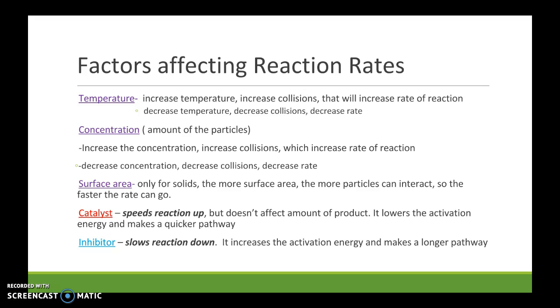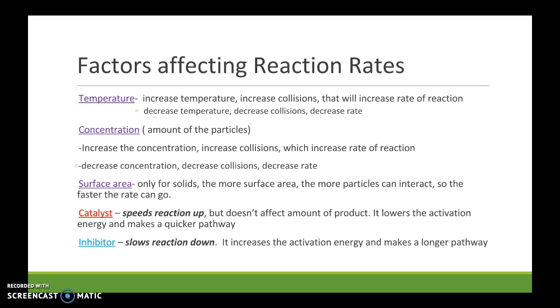The last thing today is you need to know the factors affecting reaction rates. The big one here is temperature. If you increase temperature, you're going to increase the amount of collisions you have. If you have more collisions, that will lead to a faster rate. The more collisions you have, the faster the reaction will occur. So increased temperature makes the molecules move faster, increased collisions, increased rate.